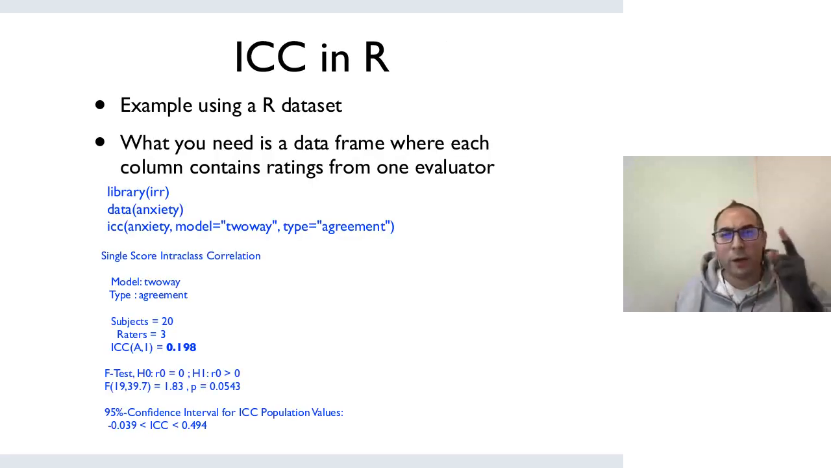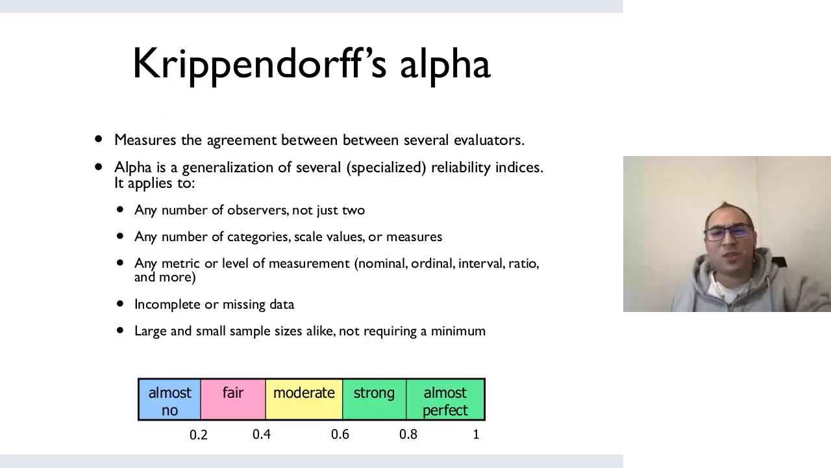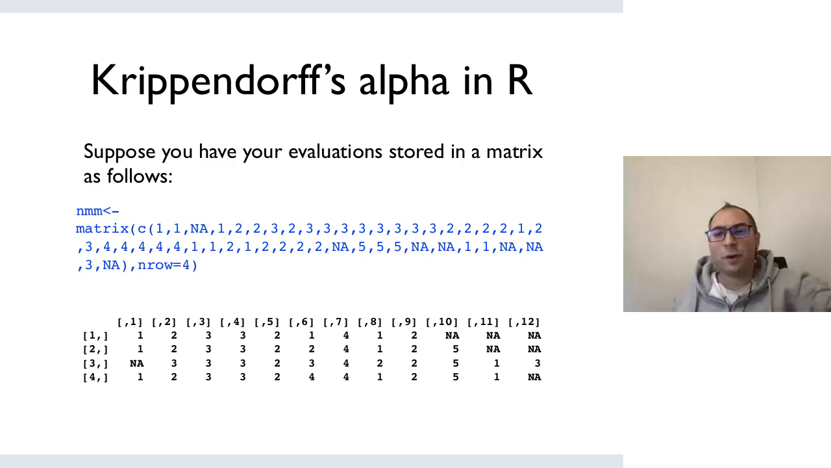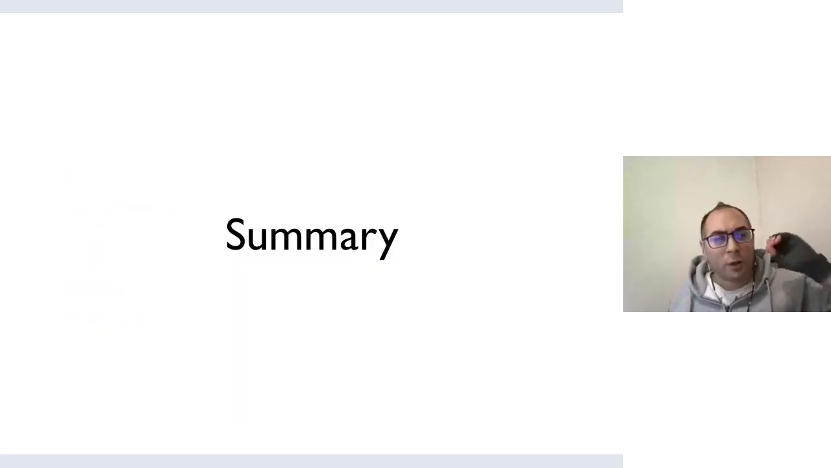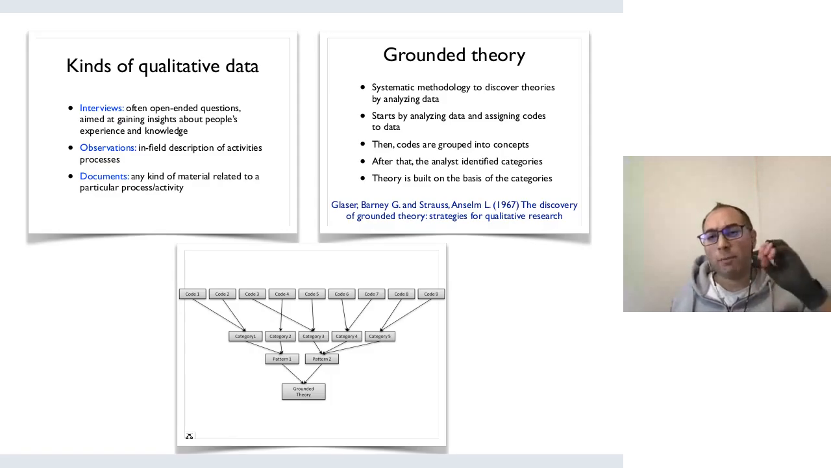So keep this in mind when you compute ICC. There are examples on how to do it, and this is Krippendorff alpha. I don't want to spend time on this. I know you have done it, so I will not take your time on this.